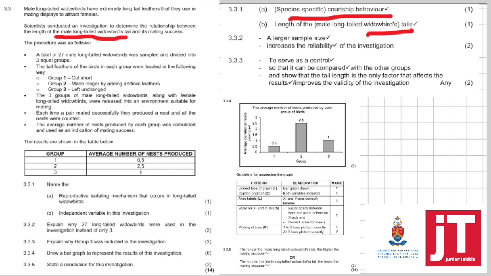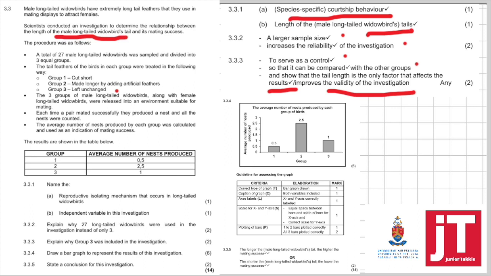3.3.2. Explain why 27 long-tailed widow birds were used in the investigation instead of only 3. Now, we already know it's going to be a larger sample size, which will increase the reliability of the investigation. 3.3.3. Explain why Group 3 was included in the investigation. This we already know. This Group 3 serves as a control, so it can be compared with the other groups and show that the tail length is the only factor that affects the results, or you could have said improves the validity of the investigation.